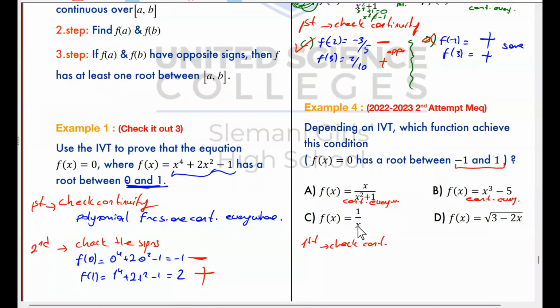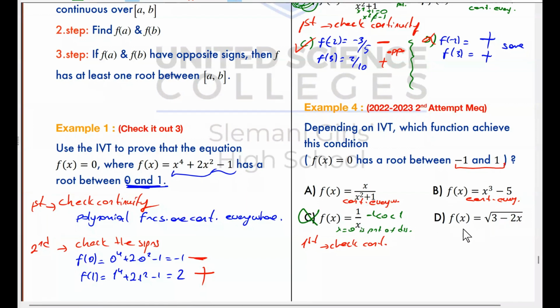Option C, denominator is x, so what makes denominator 0? 0. So x equals 0 is point of discontinuity. Function is discontinuous at 0, and 0 is between negative 1 and 1. So if that function is discontinuous over that interval, there is no root between them.